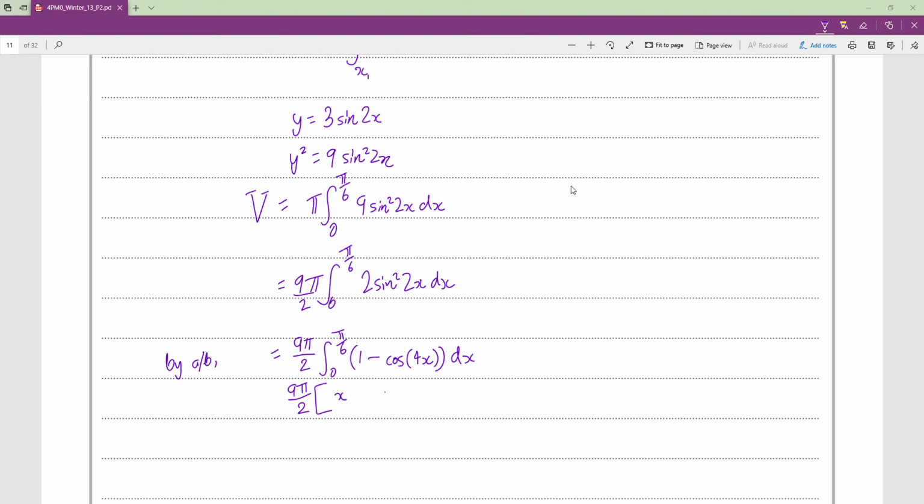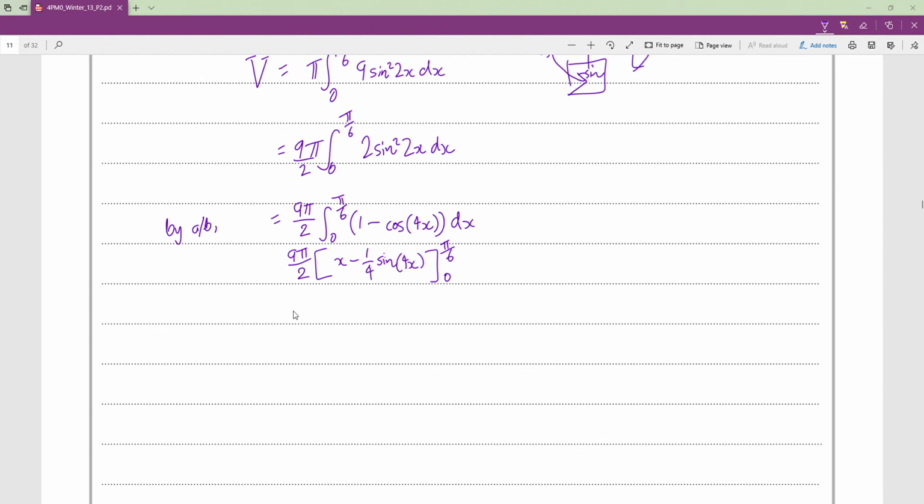Well, let's look at our axes again. If this is cos, sine, minus cos, minus sine, and differentiation is this way, integration must be this way, so minus cos goes to minus sine. And by the reverse chain rule, we get x minus 1 over 4 sine 4x from 0 to pi over 6.